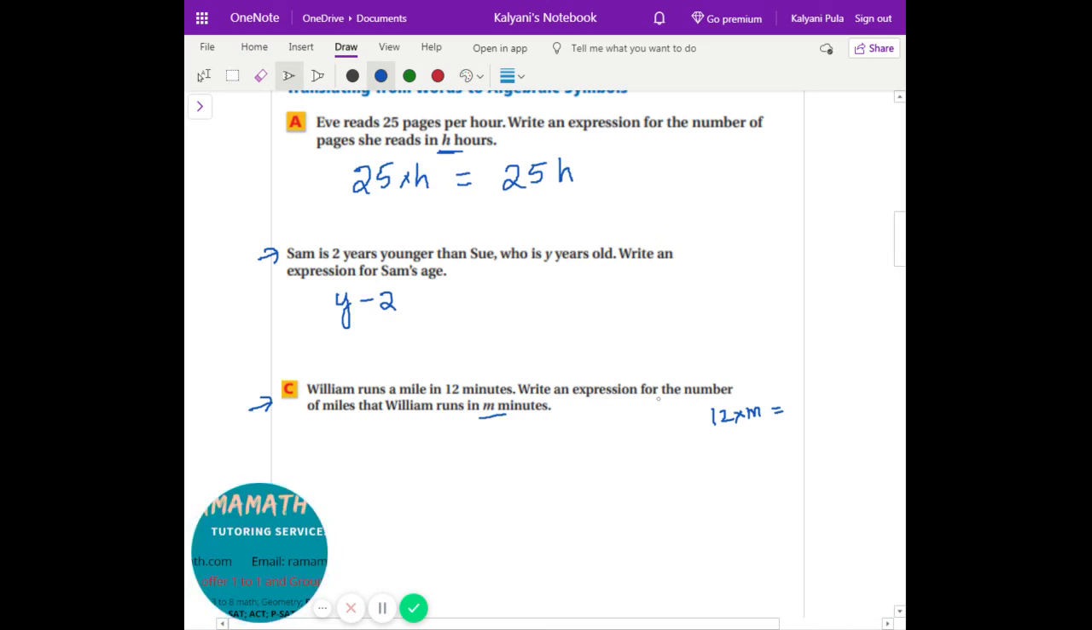But here, write an expression for the number of miles, right? So if you look at the number of miles, obviously it says he ran a mile in 12 minutes. So we want to know, if m represents the total time he ran in m minutes, that's going to be m divided by 12. Does that make sense?